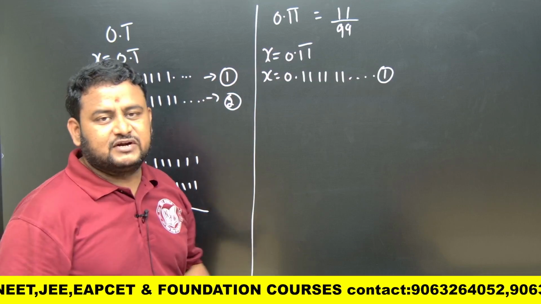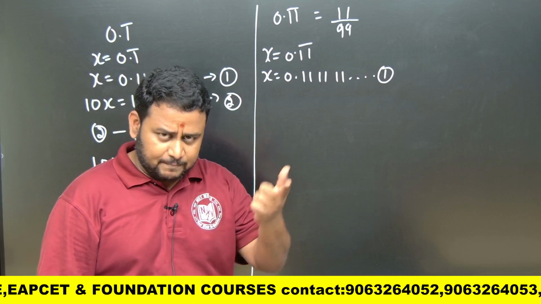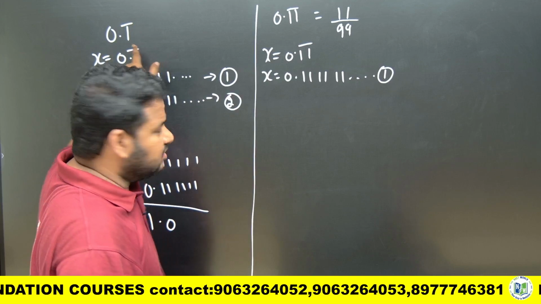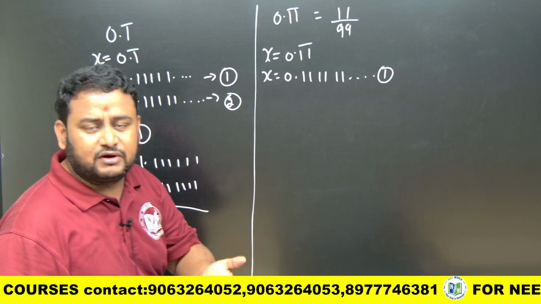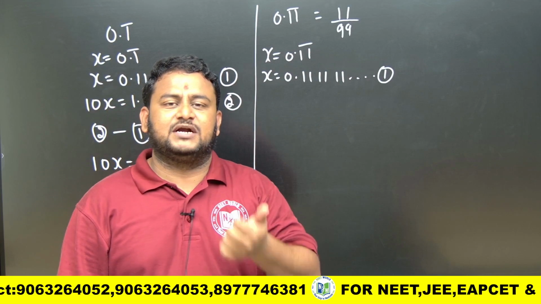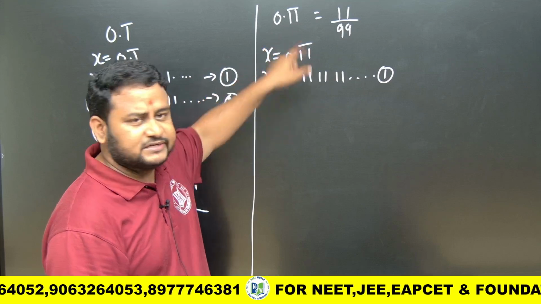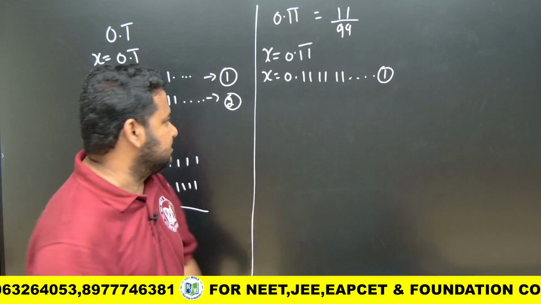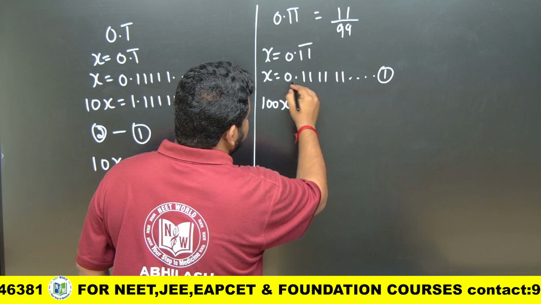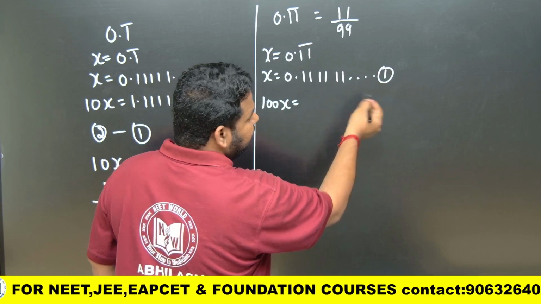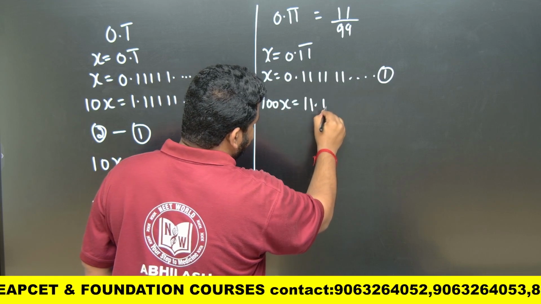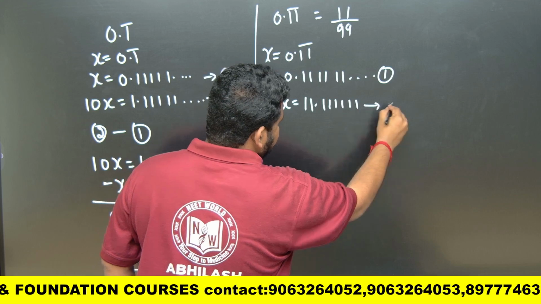Now I told you, if after the decimal point there is one number, you have to multiply by 10. If after the decimal part there are two numbers, you have to multiply by 100. That's it. So I will multiply equation 1 by 100. So this will become 100x. If I multiply this by 100, I will get 11.1111 like this. This is equation 2.